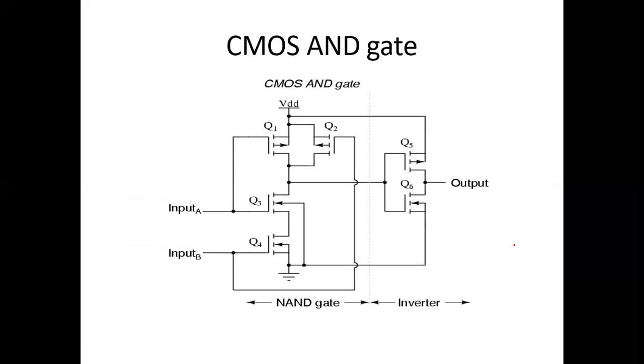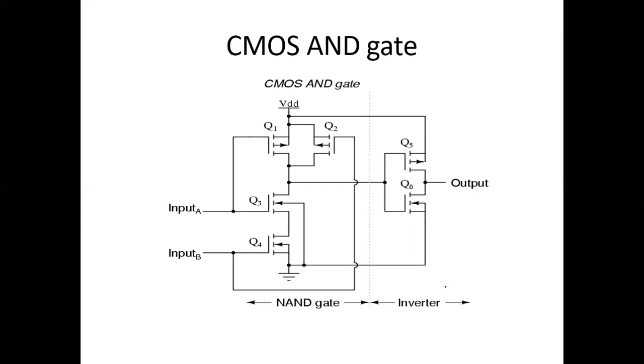Same as we have an AND gate. Using CMOS, only the basic gates are designed initially, that is the NAND and NOR gates. If you want an AND gate, you have to invert the NAND output. If you want an OR gate, you have to invert the NOR gate. Like that we can get the CMOS gates.